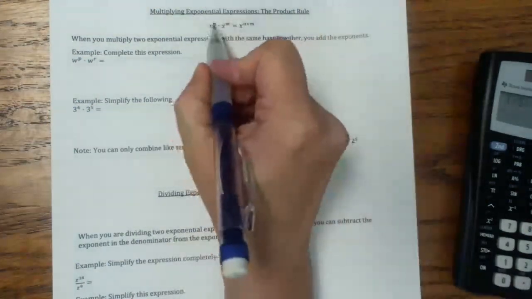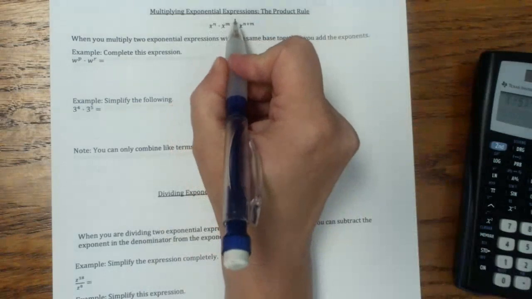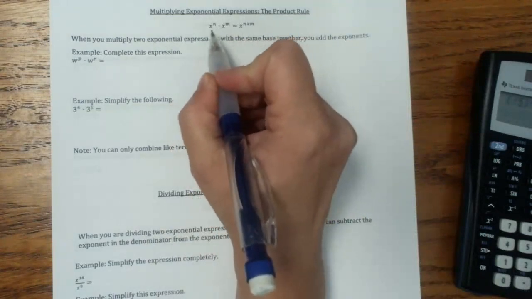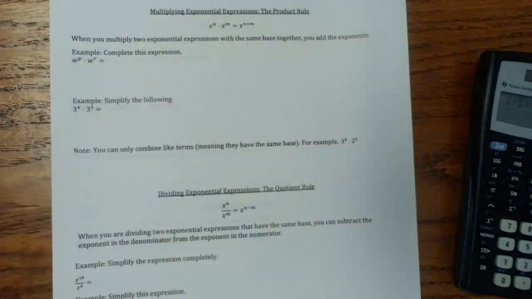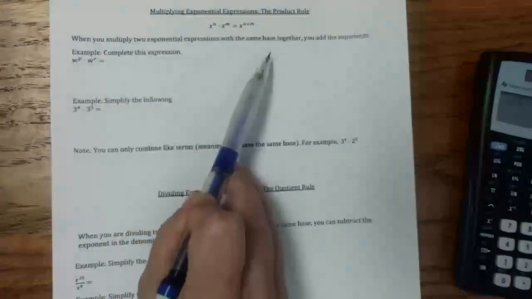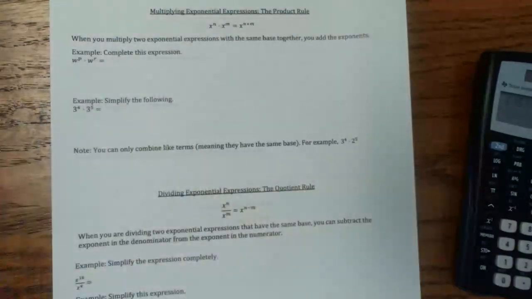So here's our rule. x to the n power times x to the m power means x to the n plus m. Notice same base, they both have an x, and we are multiplying the same bases. That means we're going to add the exponents. So when you multiply two exponential expressions with the same base together, we're going to add the exponents.